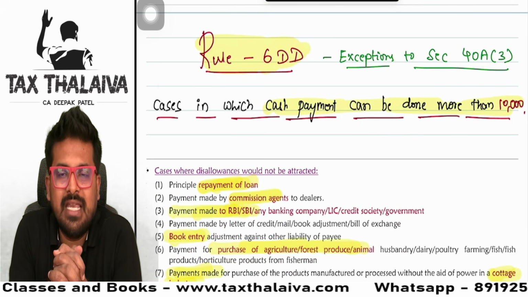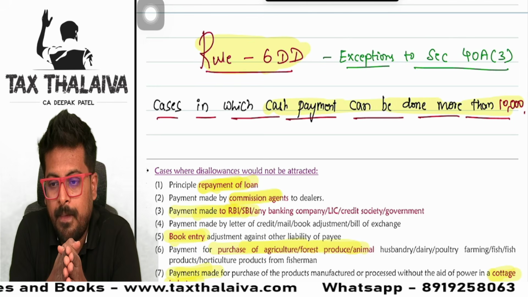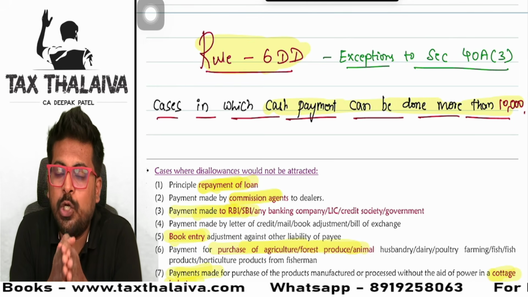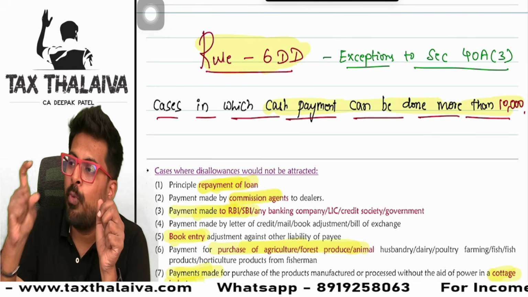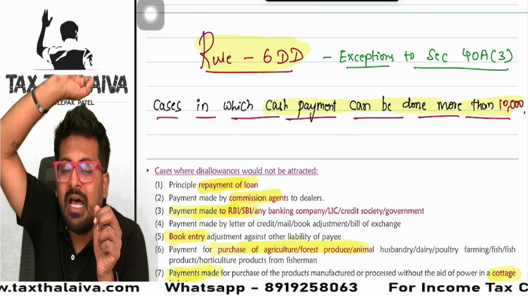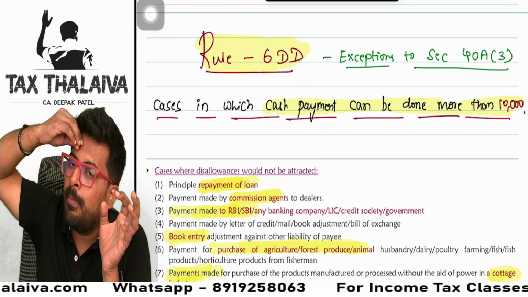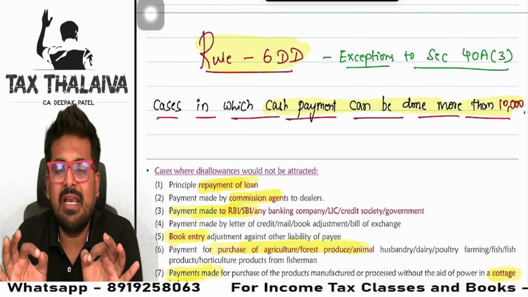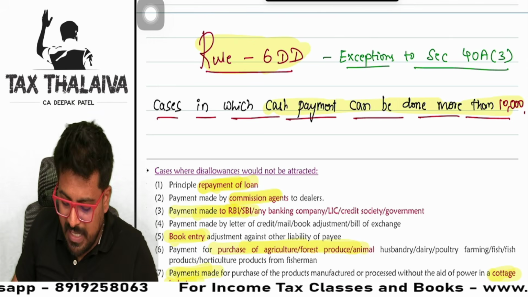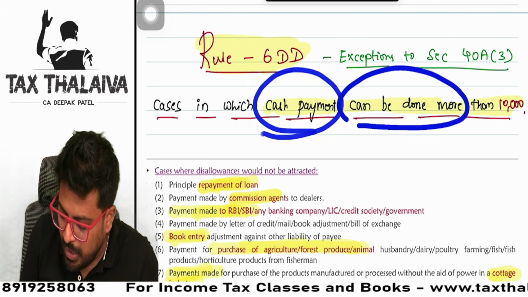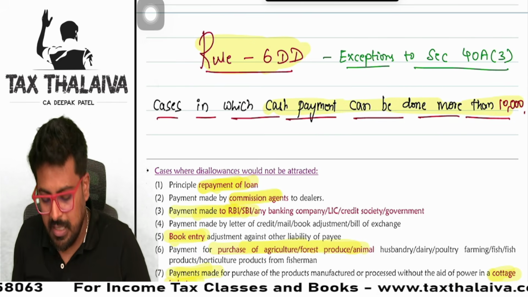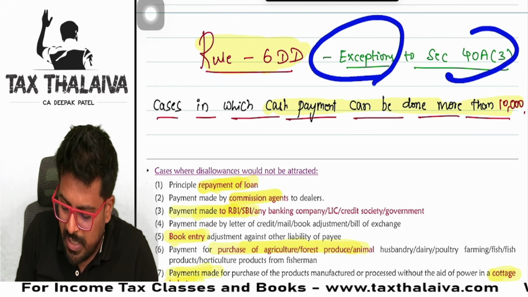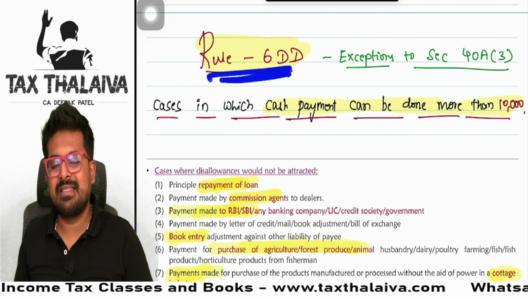Guys, there are certain scenarios in which even though you make payment to a single person in a single day more than 10,000 in other than prescribed modes, even if you make cash payment more than 10,000, still it will be allowed. So these are cases in which cash payment can be made more than 10,000. This is called the exception to section 40A(3), rule 6DD it is.